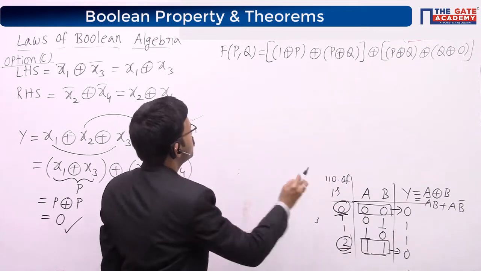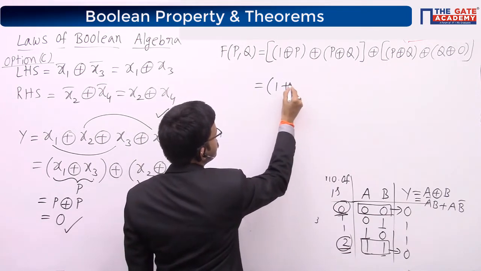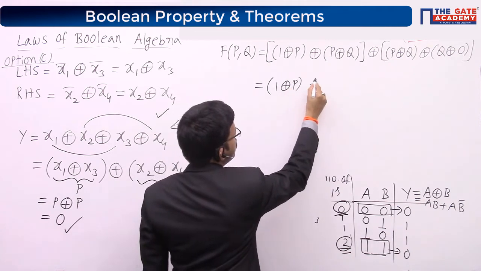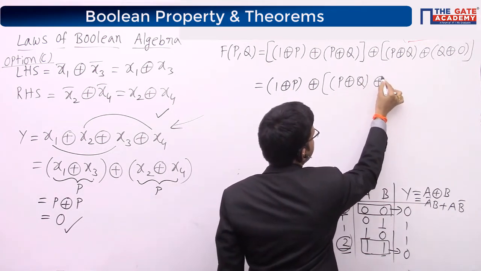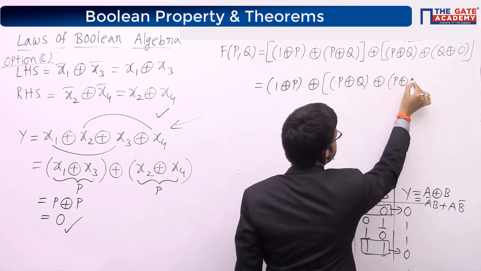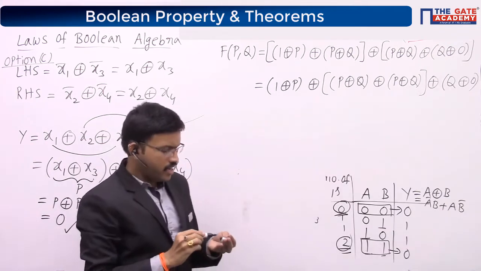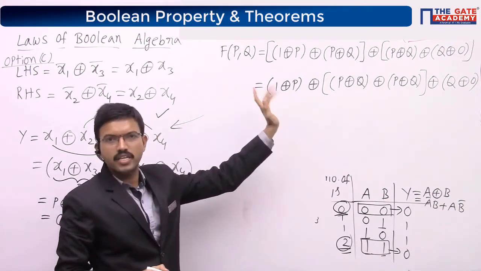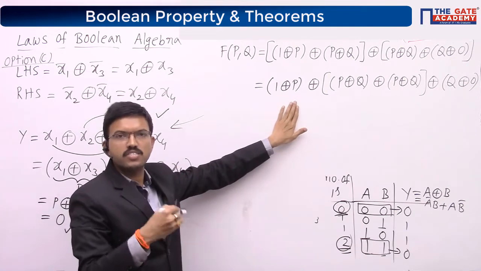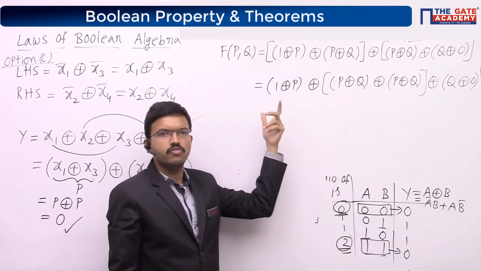So I am rearranging the order like this: 1 XOR P, XOR P XOR Q, XOR P XOR Q, and then XOR Q XOR 0. In the entire expression you have only one operator, that is XOR. XOR satisfies the associative law, which means you can perform the exclusive OR operation on any two variables first.